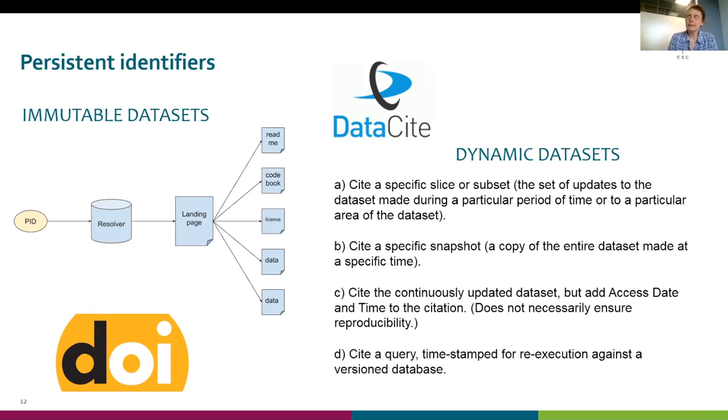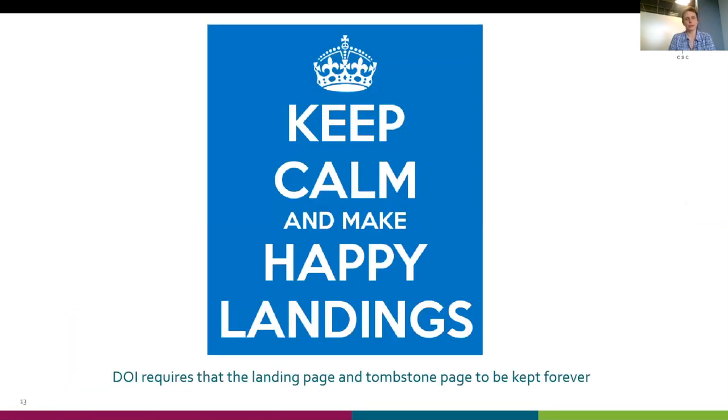Then there is the case of dynamic data sets, which is a bit more complex. There are some rules and guidelines. Here you see the DataCite guidelines, but there are also guidelines from the RDA, the Research Data Alliance, and others. But basically, if you don't have a frozen immutable data set, you need to be mindful and think about reproducibility of the research, so that it can be ensured that a user can get hold of the same data that has been used for any given research. So this is what you really need to think about, that you have the metadata and the persistent identifier in place, and also remember that a PID is a promise, you need to keep it forever.